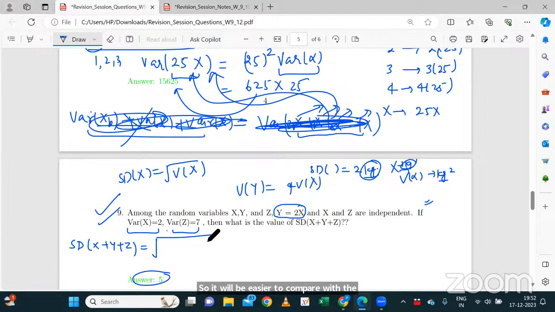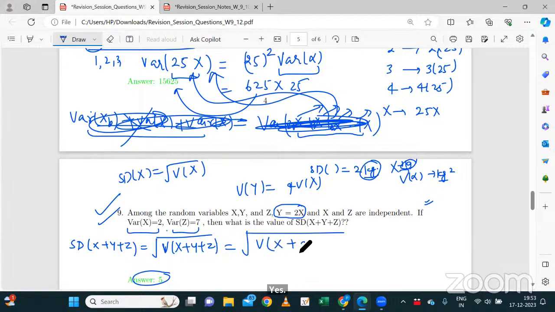Now here, the standard deviation of X plus Y plus Z is the square root of the variance of X plus Y plus Z. But there is no information that all three are independent. Only X and Z are independent. So I can't write the variance of X plus the variance of Y plus the variance of Z. But Y is nothing but 2 times X, so this is the variance of 3X plus Z.